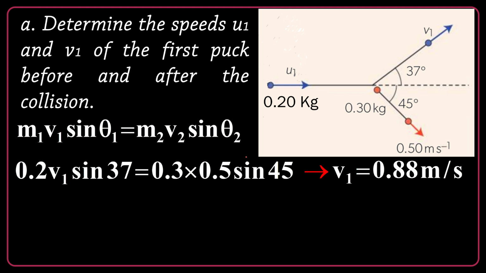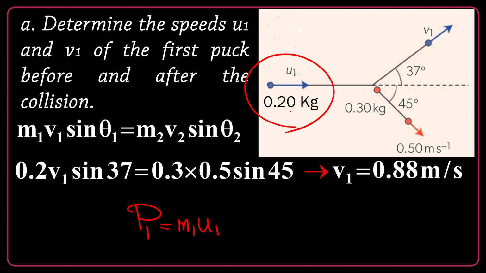Then I can use the horizontal conservation of momentum. What do I mean by that? The total momentum before the collision is just the momentum of the first puck. So it's P1, let's say it is m1 u1.